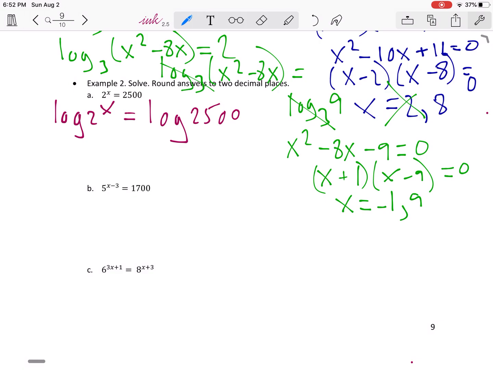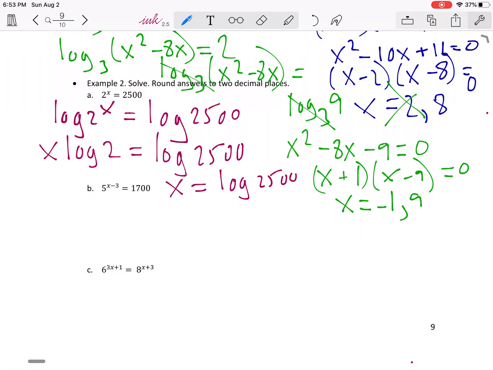Okay, and so now we're solving for x. So x is an exponent. So using your logarithm laws, that's going to go out in front. And so this is going to be x equal to log 2500 over log of 2.